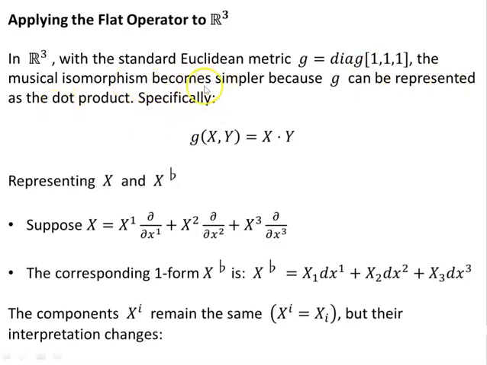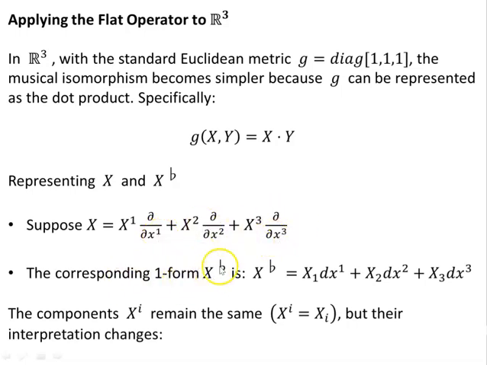So the musical isomorphism becomes simpler because G can be represented as the dot product. Specifically, G of the two vectors x and y, contracted under the metric G, is just the usual scalar product of the two vectors, x dot y. Now, representing x and x flat, let's suppose x is given by this vector here, x1 partial x1, and so on and so on.